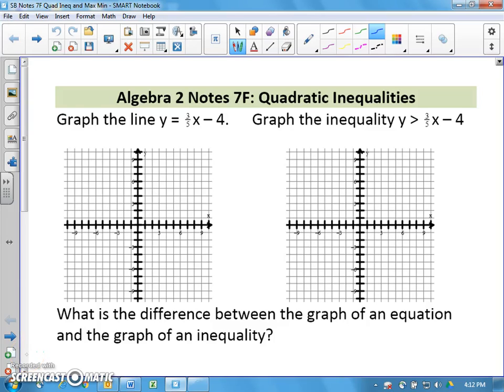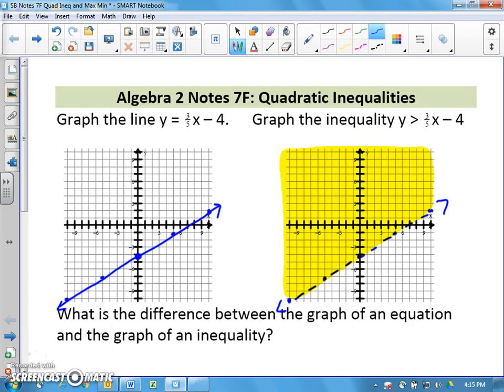Lesson 7F, Quadratic Inequalities and Max-Min Word Problems. Take a minute to graph the line y equals 3x minus 4 and the inequality y is greater than 3x minus 4. Stop the video, do those two, and then start the video again.